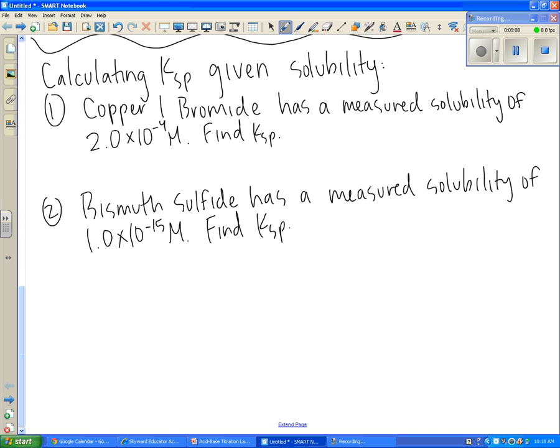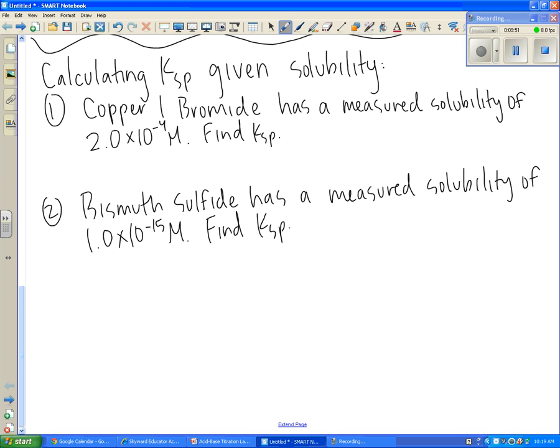What the solubility tells us is how much we could dissolve of that substance in 1 liter of water and have it entirely dissolved. So we could only add 2.0 times 10 to the minus 4th moles of copper 1 bromide in 1 liter of water. It's not very many moles, right? It's a very small amount of copper 1 bromide in 1 liter of water and have it dissolved. So that is the maximum amount of copper 1 bromide that can go into 1 liter of water. Bismuth sulfide has a much smaller solubility. We can only dissolve 1.0 times 10 to the minus 15th moles in 1 liter of water.